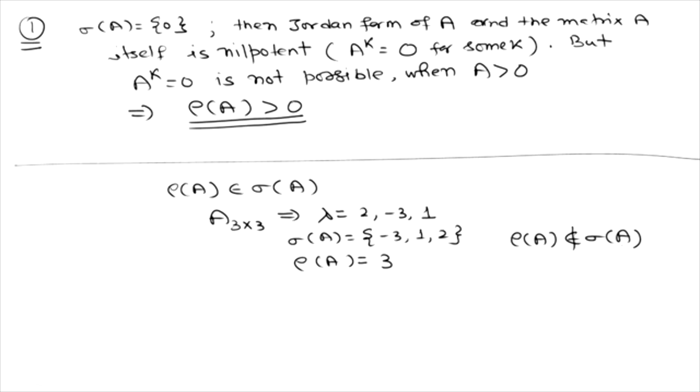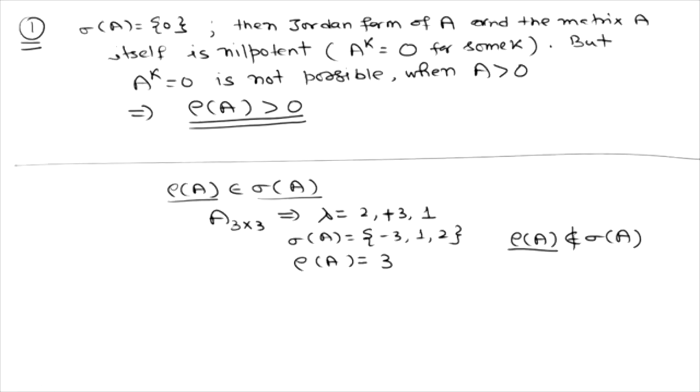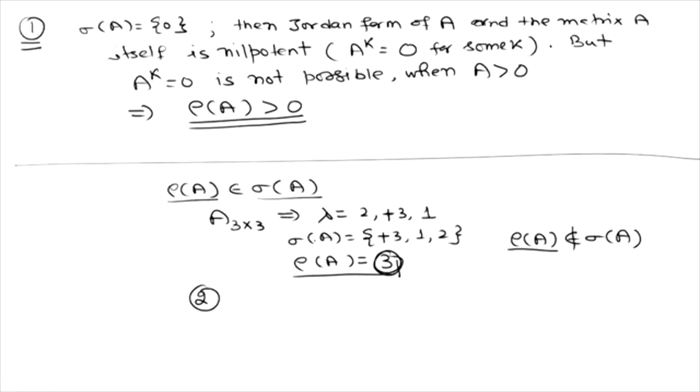But from that result we are saying that the spectral radius of A will always be in the spectrum of A, meaning whatever the spectral radius is, it will be an eigenvalue of A. Like in this case, if the eigenvalues are 2, 3, 1, then the spectral radius is 3 and it lies in the spectrum. This is the explanation of that particular thing. And the second condition says that the eigenvector corresponding to this eigenvalue, which is the spectral radius of A, will be a positive vector. So, let us prove it.